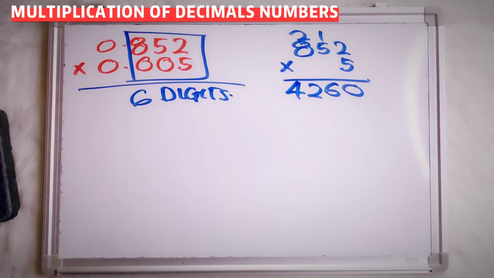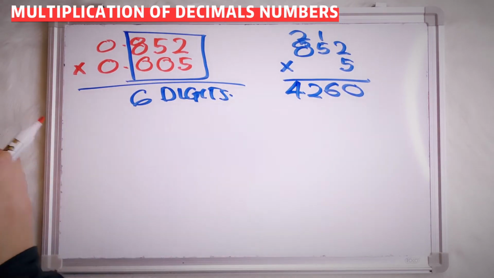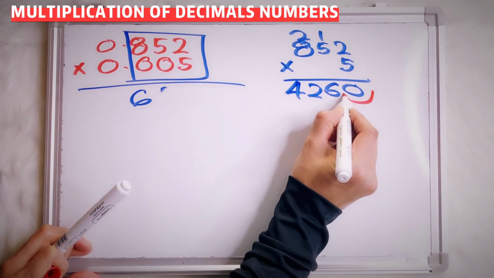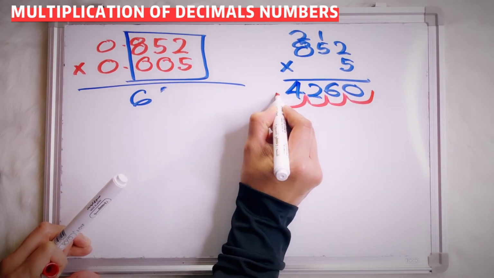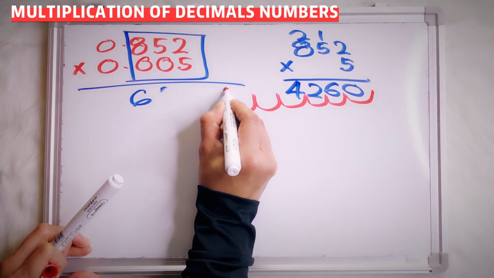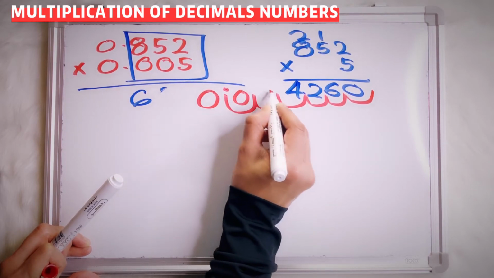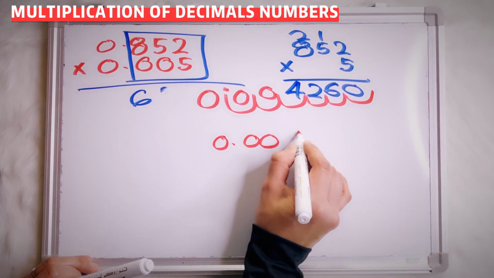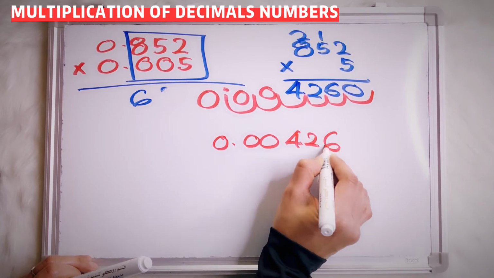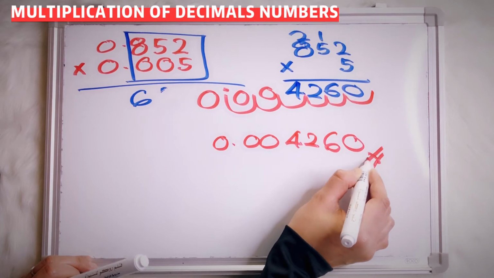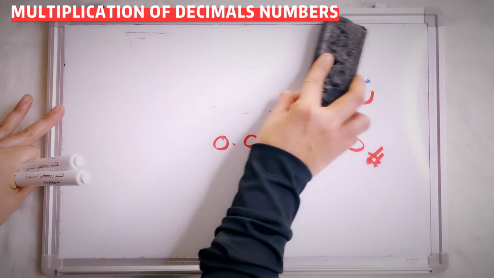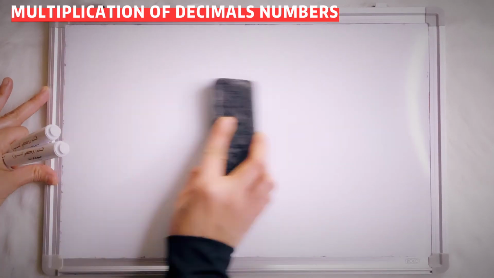We have 6 digits here, right? So we move 6 times: 1, 2, 3, 4, 5, 6, and add zeros. So your answer will be 0.004260. Alright? This is a simple trick, okay?